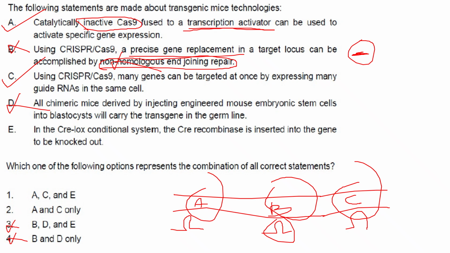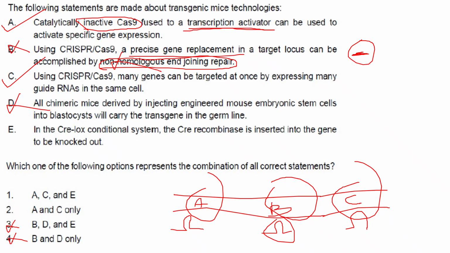Now, the injected embryonic stem cells will integrate with the inner cell mass of the blastocyst. This embryo, with the embryonic stem cells injected into the blastocyst, you will implant into a surrogate mouse.